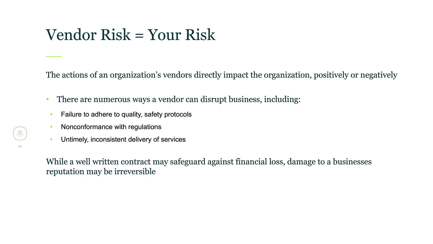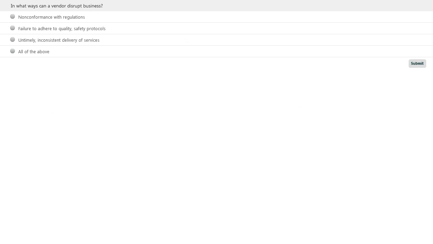I think, Tanya, our next polling question is up. Is that correct? Yes, thank you. So we do have a polling question up now. If you cannot view it, please press F5. You should see a poll that says, in what ways can a vendor disrupt business? And you want to select the radio button next to the best answer for you. Our choices today are nonconformance with regulations, failure to adhere to quality or safety protocols, untimely or inconsistent delivery of services, or all of the above.